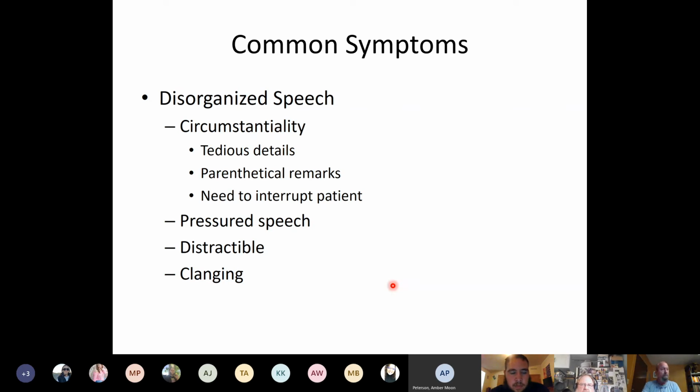Distractible, that might be, there's my cup. Gosh, do I want to get more coffee? I never finished the third cup of coffee. I don't know why I even pour it.